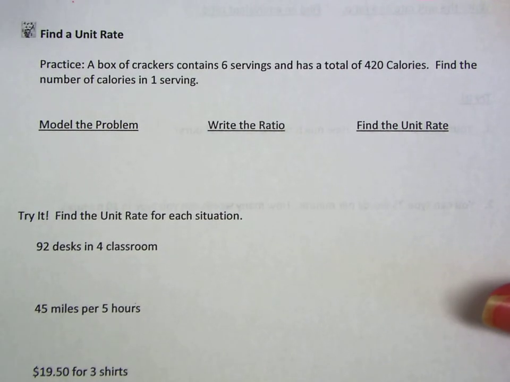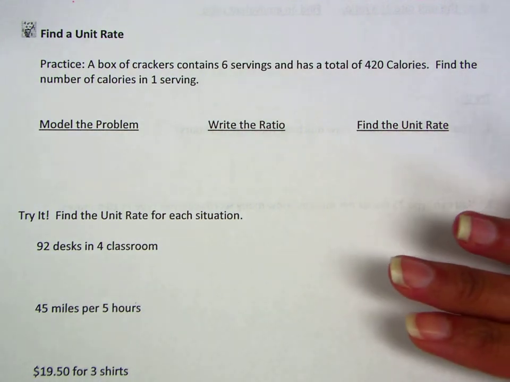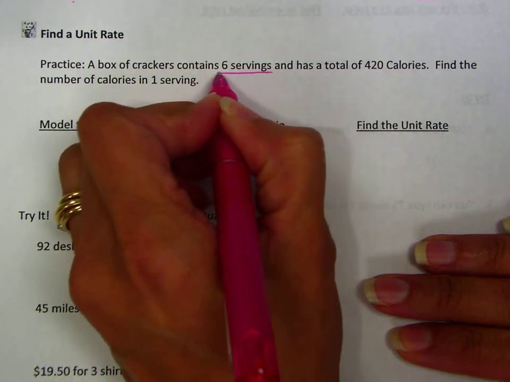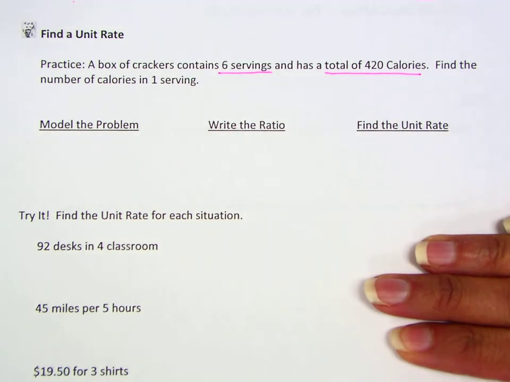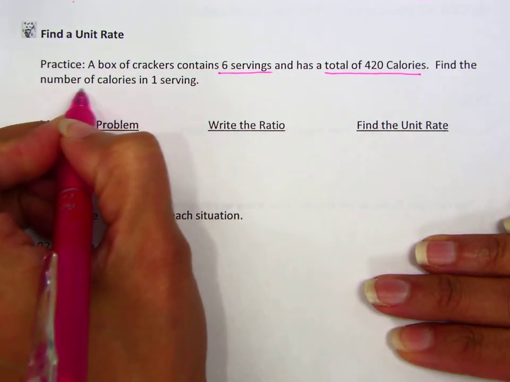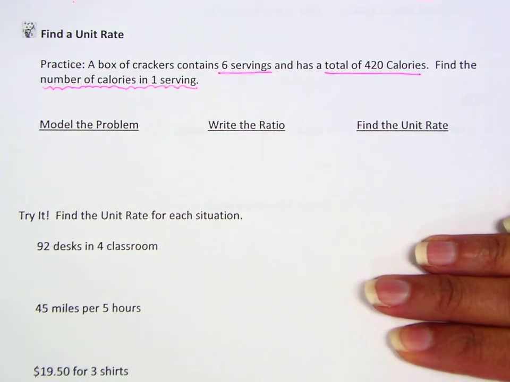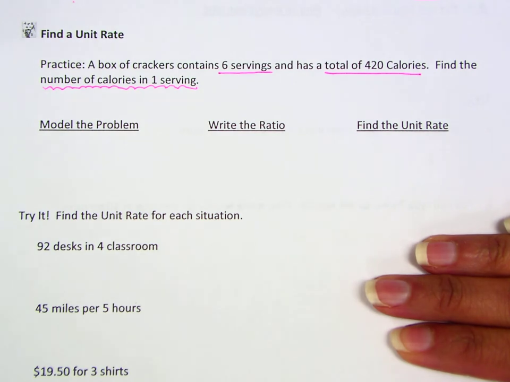The practice problem says a box of crackers contains 6 servings and has a total of 420 calories. Find the number of calories in 1 serving. So let's underline the important information. We have 6 servings for a total of 420 calories. And we want the number of calories in 1 serving. So we're finding a unit rate of calories for our crackers.